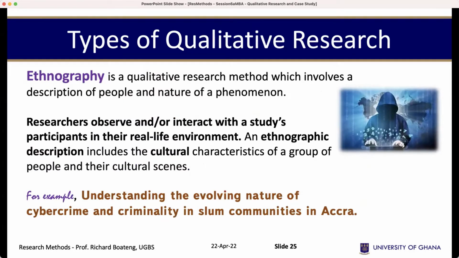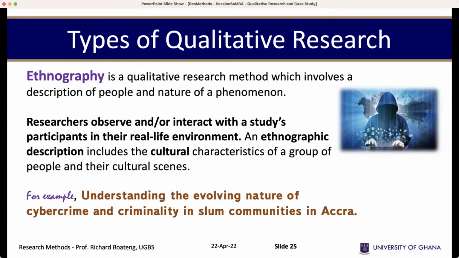In ethnography, your decision here is to try to look at the description of people from a cultural perspective in order to study a phenomenon. So you, the researcher, go to live in the place and you study and observe and interact with the participants in their real world context. So you have to capture some of the cultural characteristics of the people and the cultural scenes and use that to explain the phenomenon that you are trying to unravel or unearth.